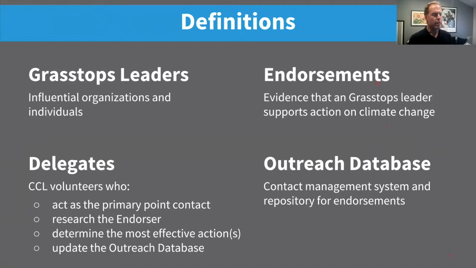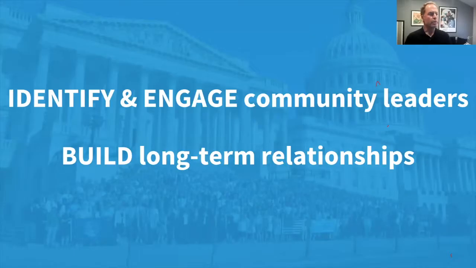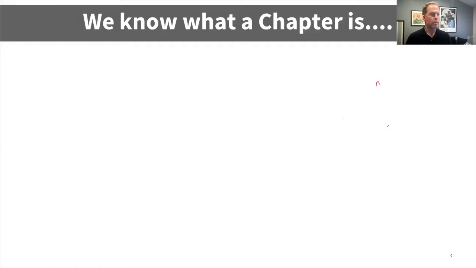And I'll just say right here that it's very important that delegates, as soon as they make that decision to pursue a particular Grasstops leader, go to the outreach database and check to see if somebody's already working on that community leader, because we don't want to have redundancies and we don't want to have collisions. We don't want the CEO of Nabisco to get requests from 3 different volunteers, because that makes us look unorganized. And so that's why we have a contact management system to avoid those kinds of collisions and conflicts. So we talked about this. These are a couple of the things that we do in the endorsements program. So let's look at those in a little bit more detail.